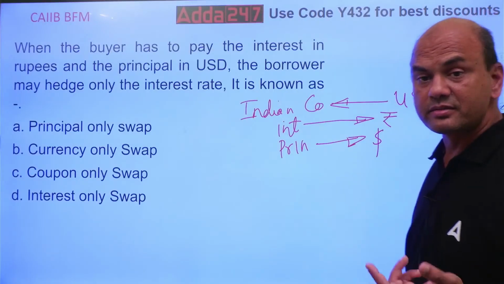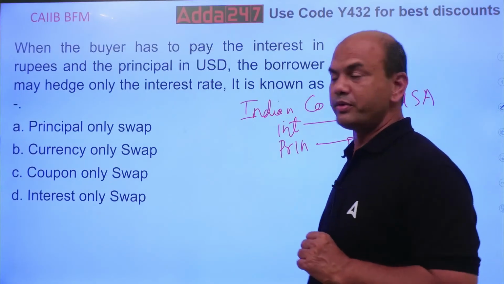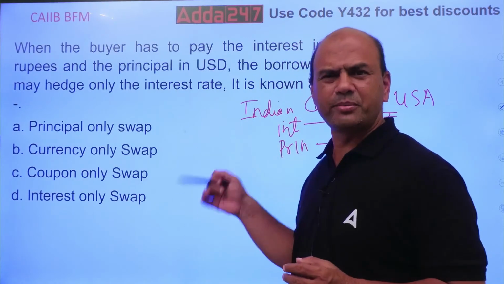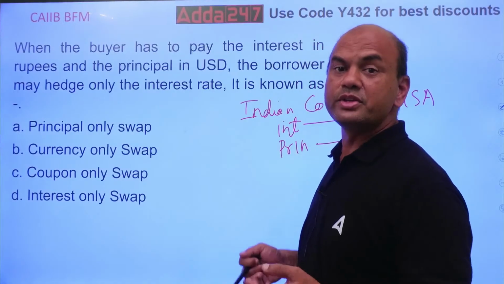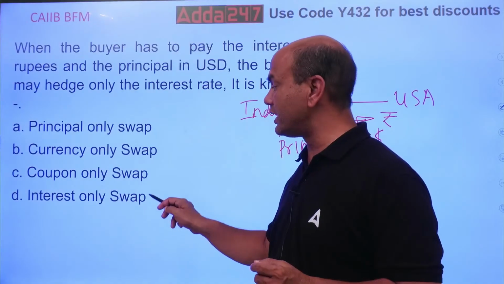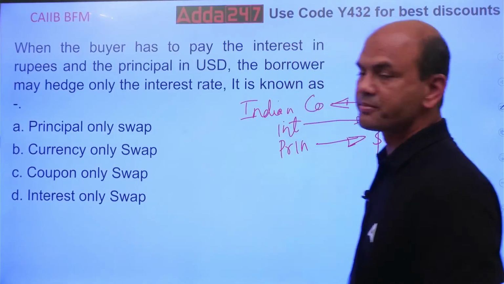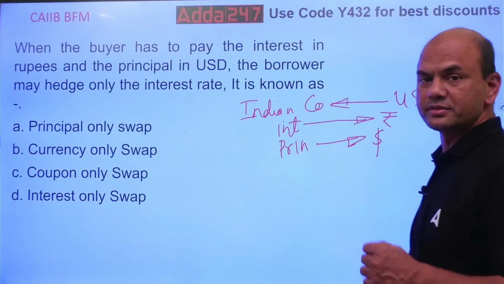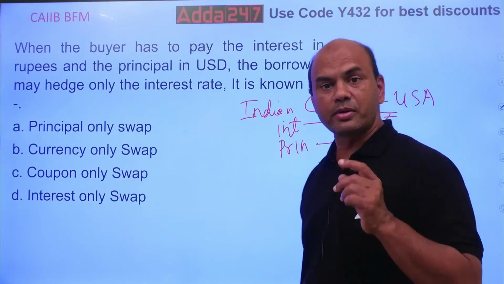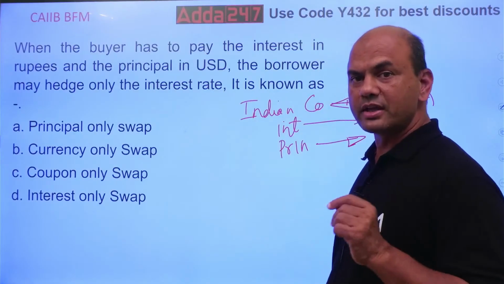Now which hedging will I use? Which swap will I use? All this swap is basically for hedging. So which swap will I use? Will I use principal only, currency only, coupon only, or interest only swap? Which will I use? Now I'll tell you what the problem is. All of you will get confused over here.